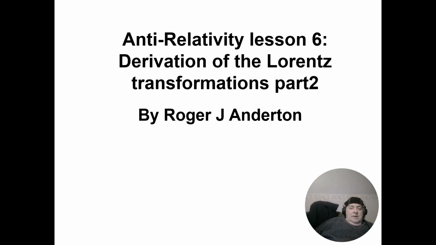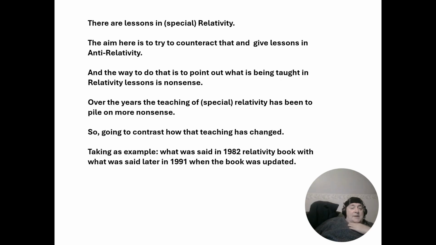So this is anti-relativity, lesson 6. It's carrying on with the derivation of the Lorentz transformations from the previous lesson. There are lessons in special relativity, and the aim here is to try to counteract that and give lessons in anti-relativity. And the way to do that is to point out what is being taught in relativity lessons is nonsense.